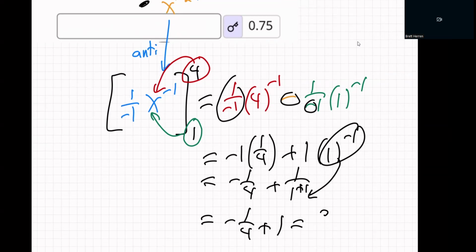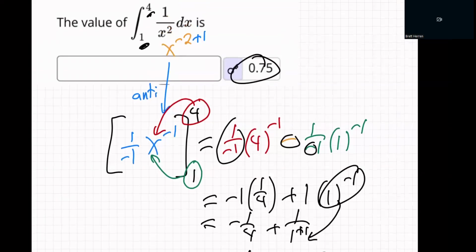That's 1 take away a fourth. That's 3/4, right? Or 0.75. And you can type it into Desmos if you want. I just did that one by hand. And so there we go.